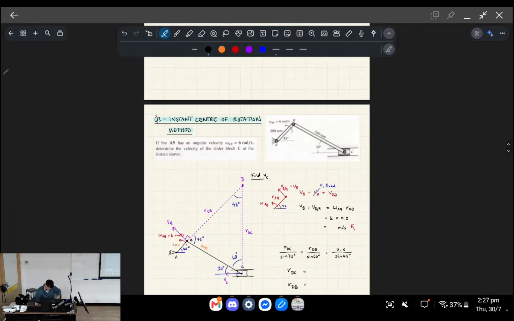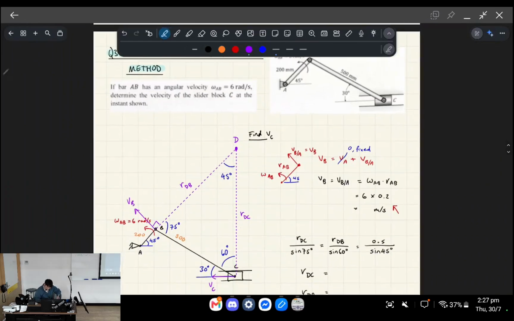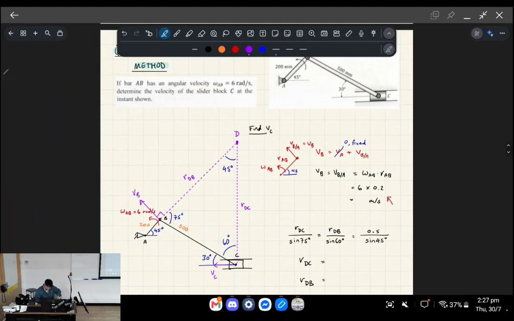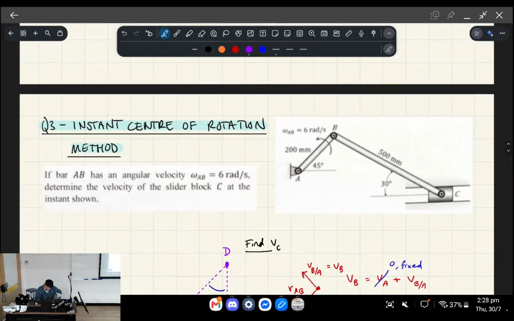The next method I want to explain to you is the instant center of rotation method. Okay, so this basically comes down to finding a point that's off your free body diagram, which represents a point which is fixed but is rotating. Okay, so what do I mean by that? First, let's consider the question.